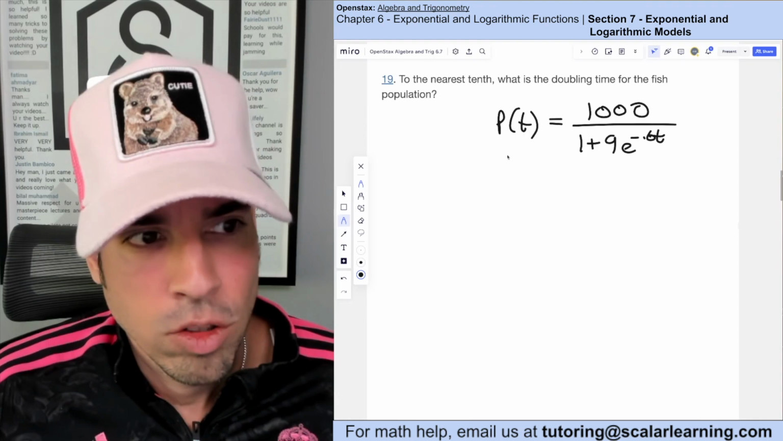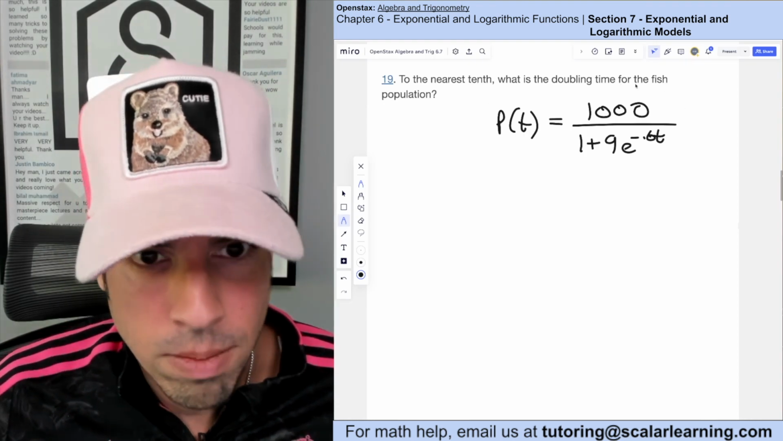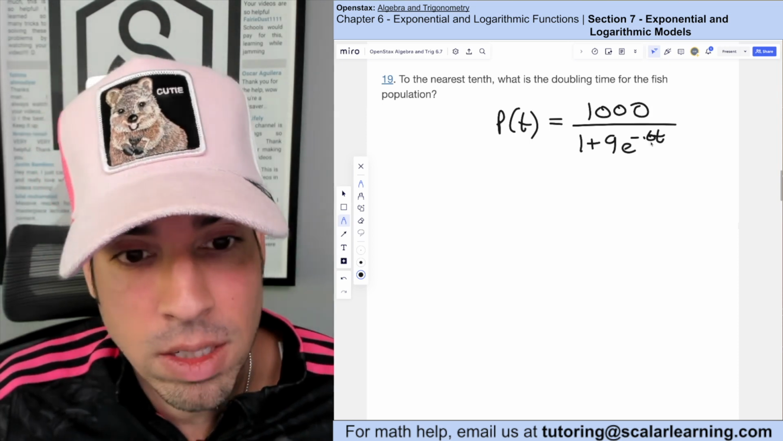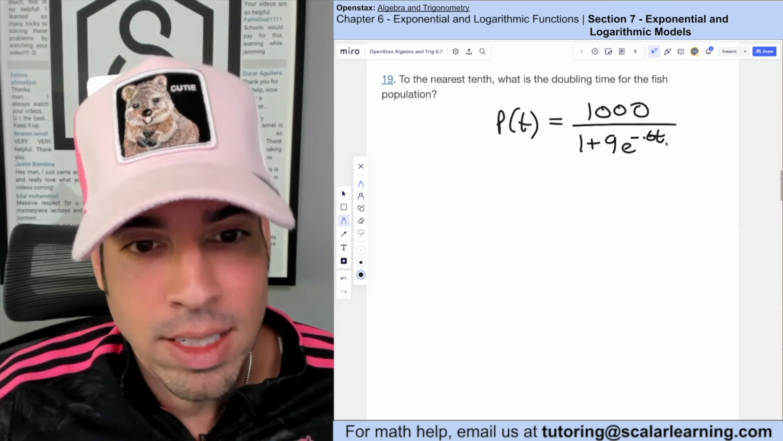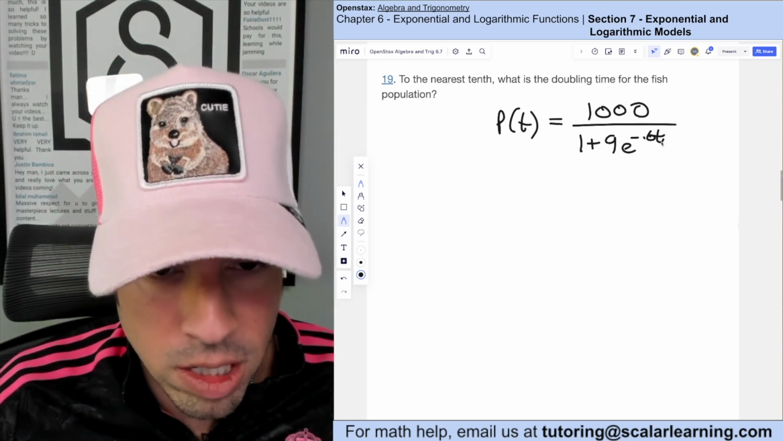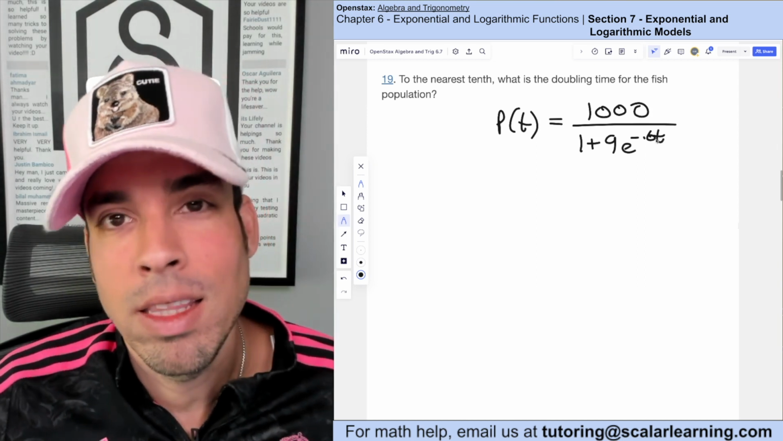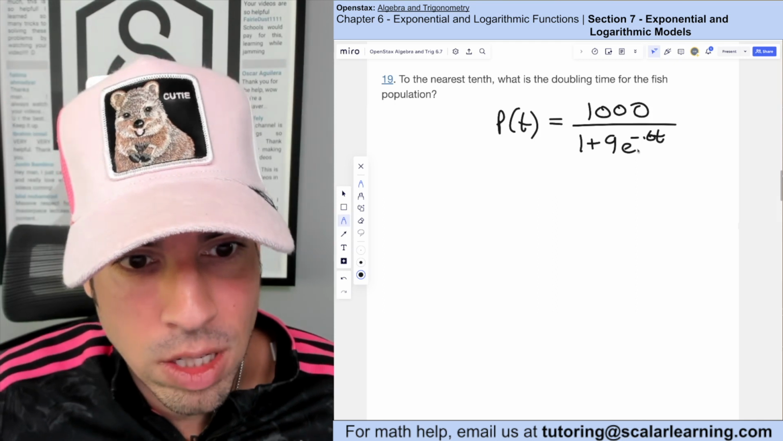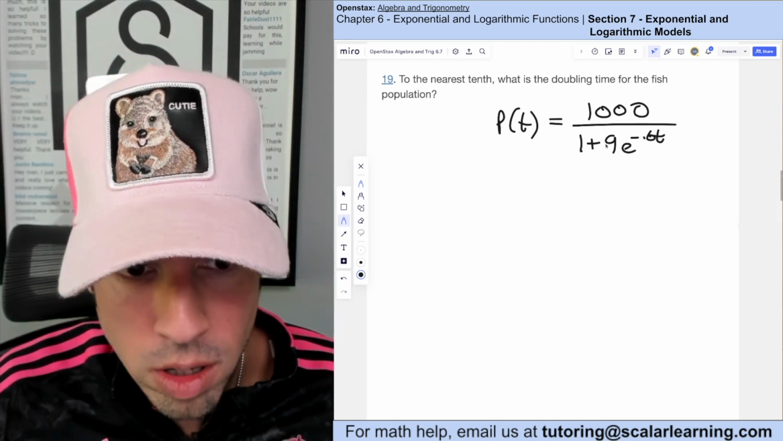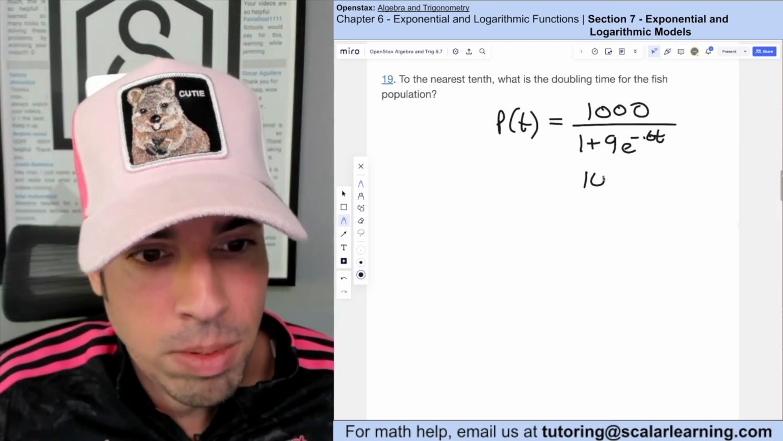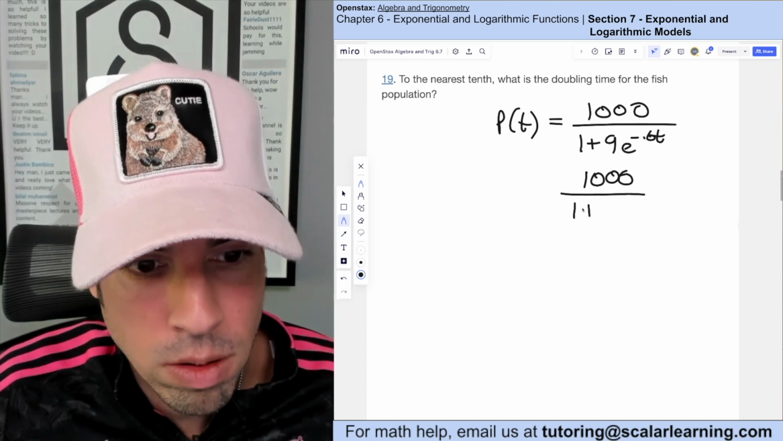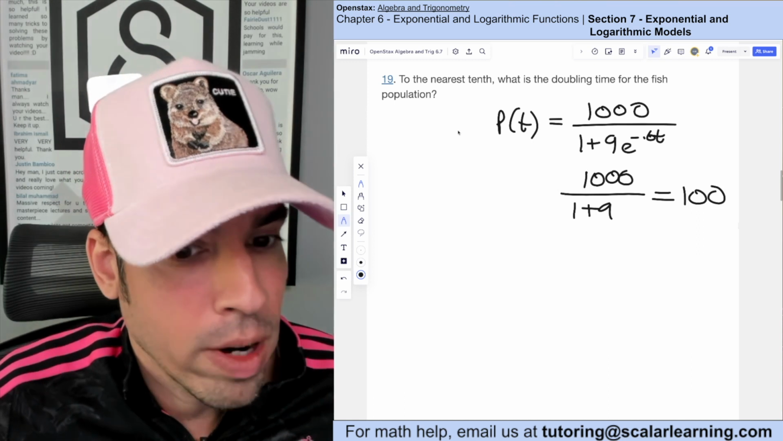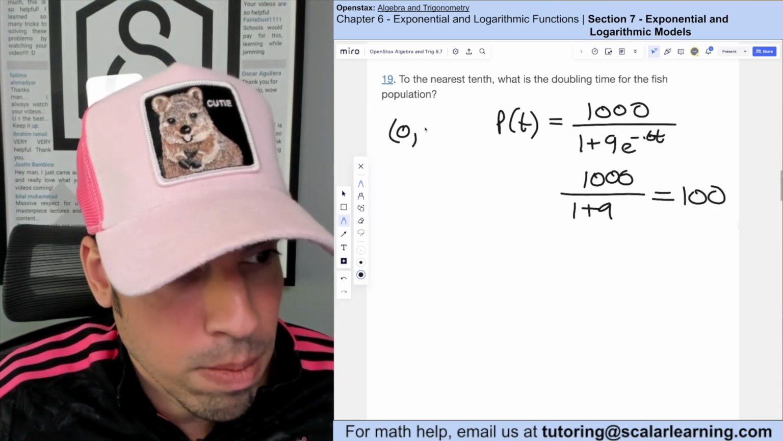Boom, done. For this one, it's asking what is the doubling time for the fish population. The way we can figure this out is to find, at time 0, what the population is by plugging in 0 for t, and then figure out how long it's going to take for that to double. If I plug in 0 for t, I get e to the 0th power, which is 1, times 9, which is 9. So I end up getting 1,000 over 1 plus 9. That's 1,000 over 10, which is 100. So at time 0, we have a population of 100.